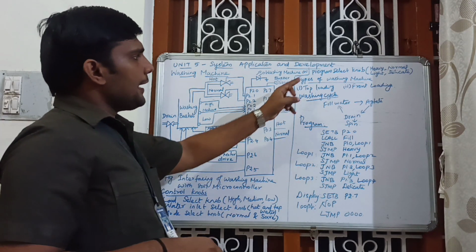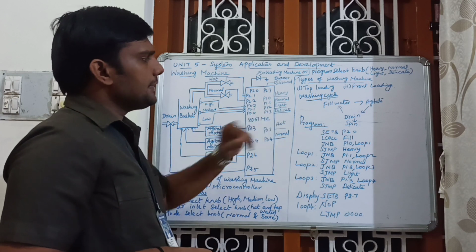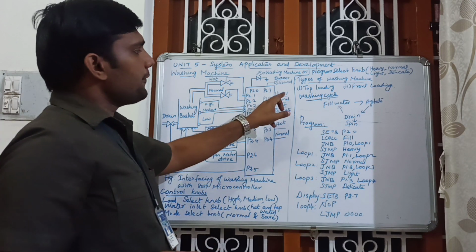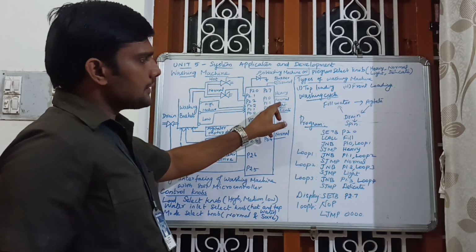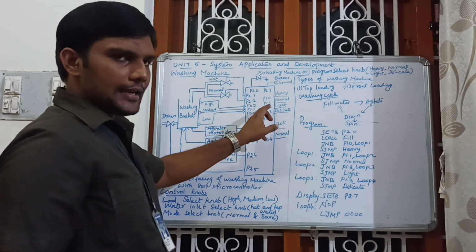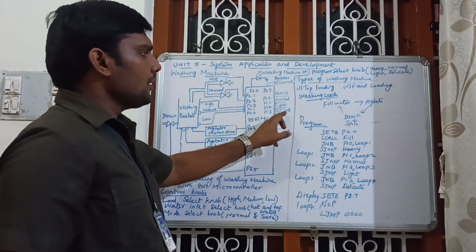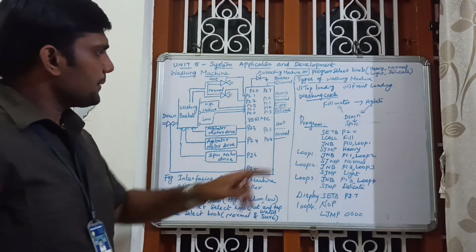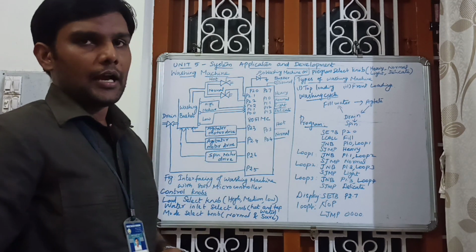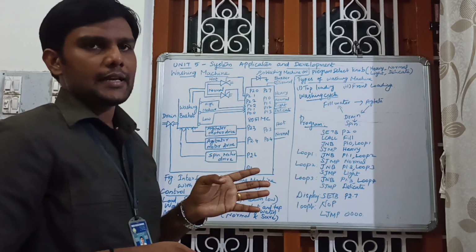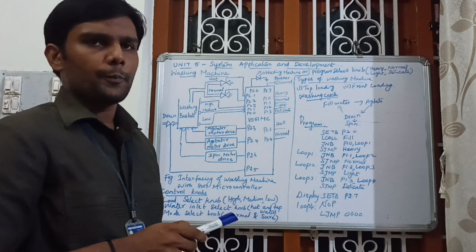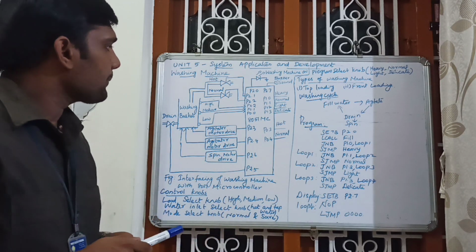I have already explained heavy, normal, light, and delicate. If heavy is selected, this line will be high. If normal is selected, this line will be high. If light is selected, this line will be high. If delicate is selected, P1.3 will be high. If it is selected, the corresponding line will be high. If it is not selected, the corresponding line will be logically 0.